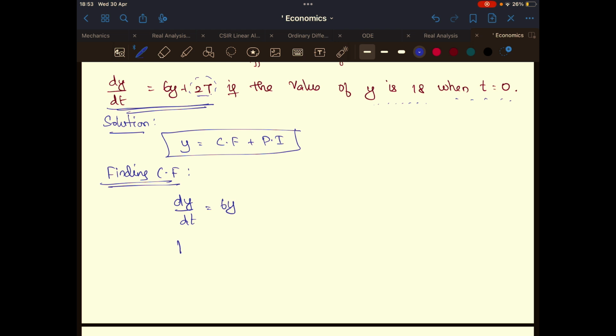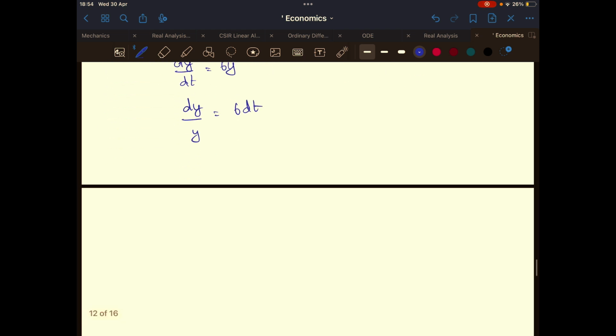First step is variable separable. So dy by y is equal to 6 dt. Again you can bring the 6 down also. Now log y is equal to 6t plus c. I am just integrating it. Now e power log y is equal to e power 6t plus c. Y is equal to, e and log get cancelled. Now y is equal to e power 6t into e power c.